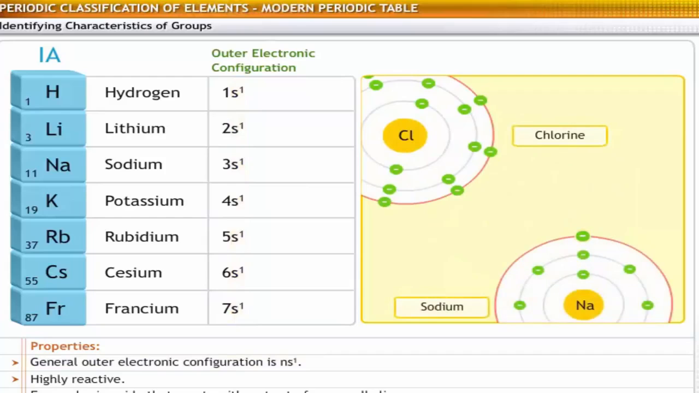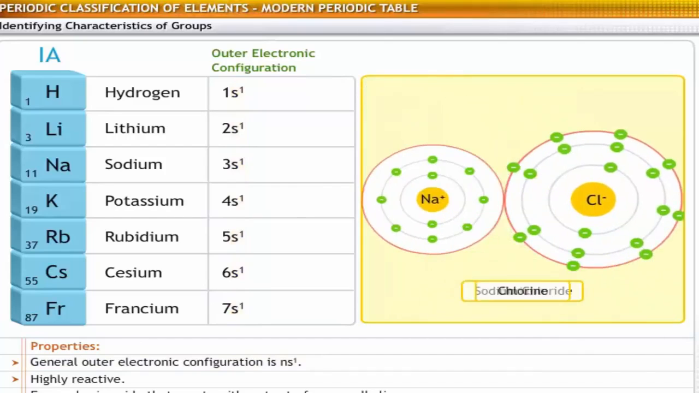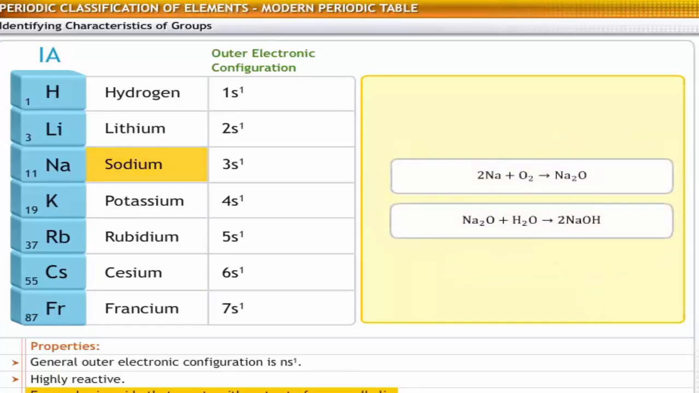Because of their configuration, they enter into chemical reactions easily. That is, they are highly reactive. All these elements form basic oxides that react with water to form alkalis. So the elements of group 1 are also known as alkali metals. For example, sodium reacts with oxygen to form sodium oxide, which then dissolves in water to form sodium hydroxide.